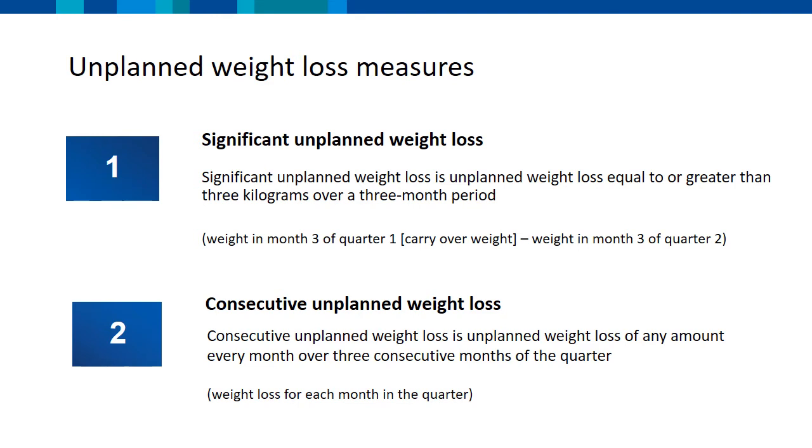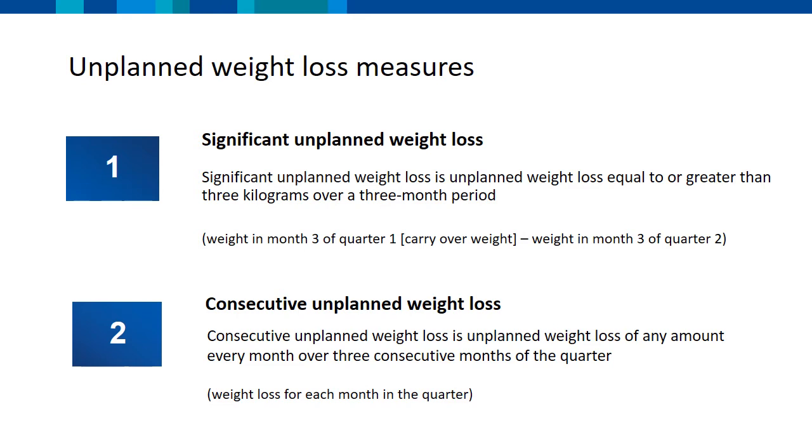Significant unplanned weight loss is defined as unplanned weight loss equal to or greater than 3 kilograms over a 3-month period. The significant weight loss measure is determined by comparing the care recipient's weight at the final weigh this quarter with their weight at the final weigh of last quarter. Where the result is a weight loss of 3 or more kilograms, the significant unplanned weight loss measure is recorded.